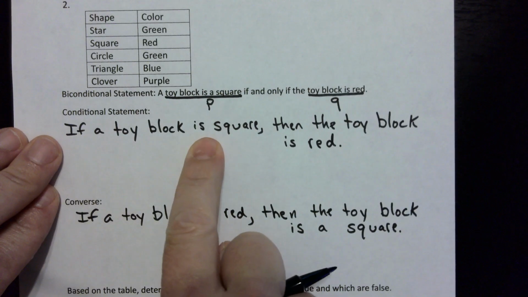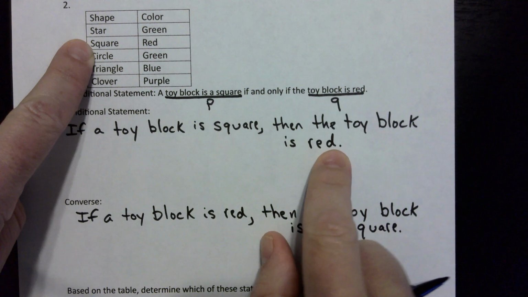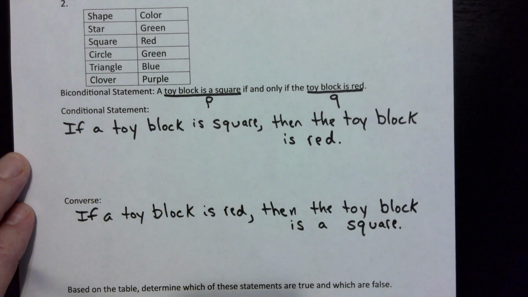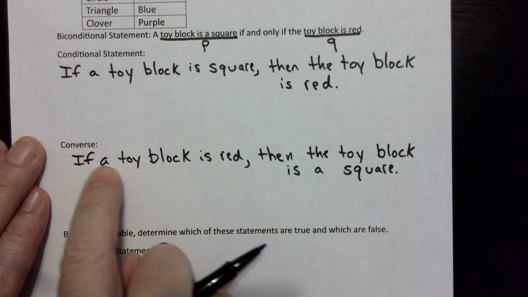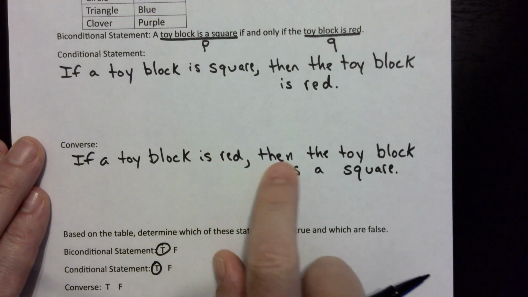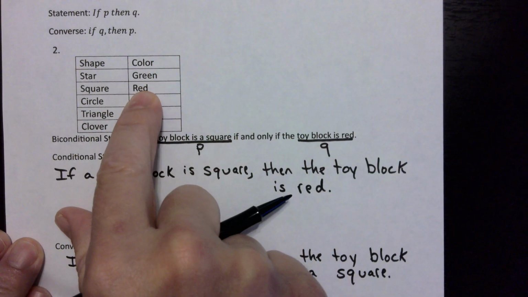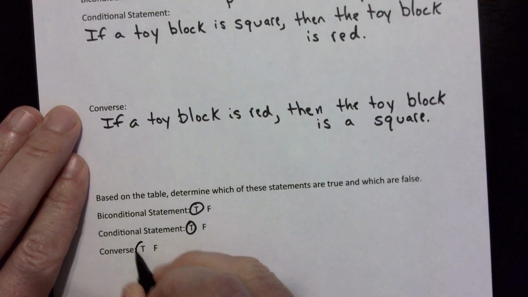If a toy block is square, then the toy block is red. That's also true. And then the converse: if a toy block is red, then the toy block is a square. We can find the red. There's only one red, and it's a square. So if it's red, it has to be a square. That one is also true.